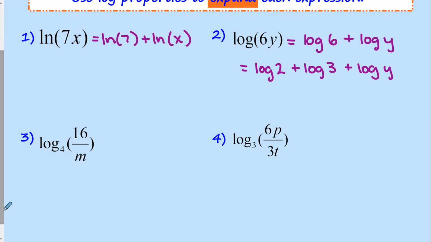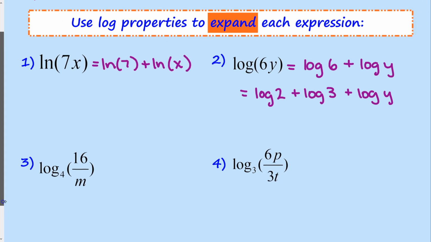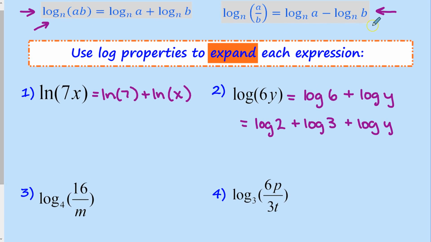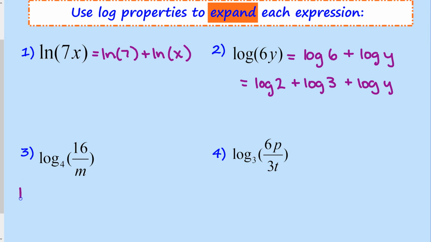Okay, number 3, log base 4 of 16 over m. Notice we have a quotient, so we're going to use the quotient property from up above, and we're going to break this down into a log minus a log. So it's going to be the log of the numerator, log base 4 of 16, minus the log of the denominator, log base 4 of m. Now we know that log base 4 of 16 means the power that you would raise 4 to get 16. So 4 to what power is 16? 4 to the second power is 16. So this is equivalent to 2 minus log base 4 of m.